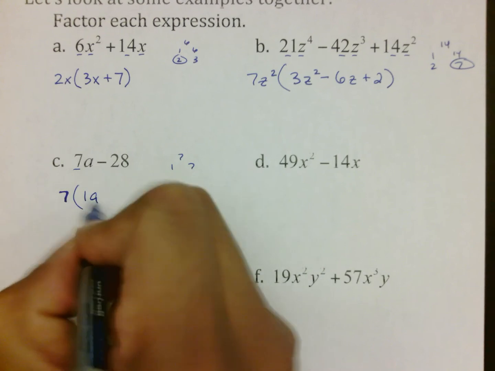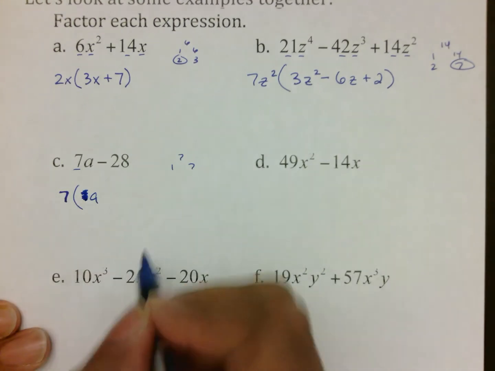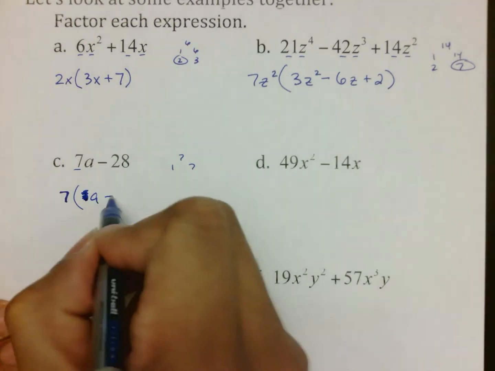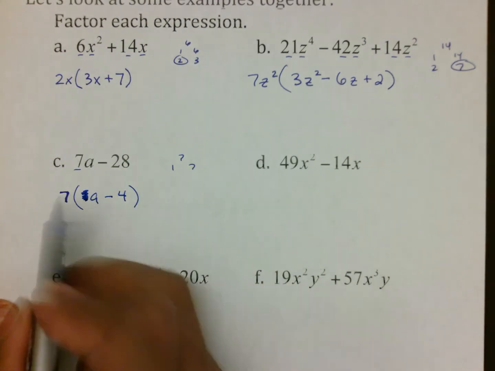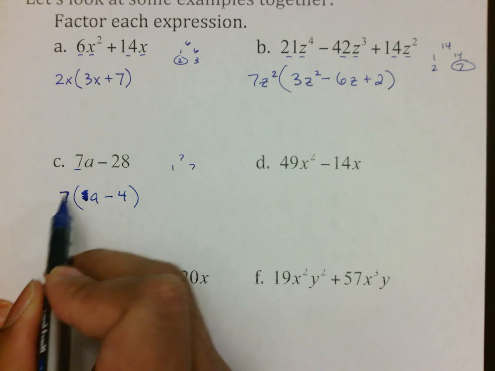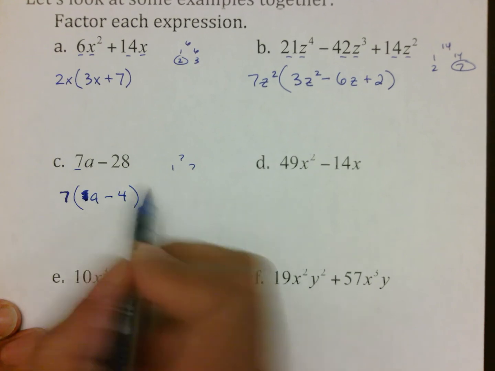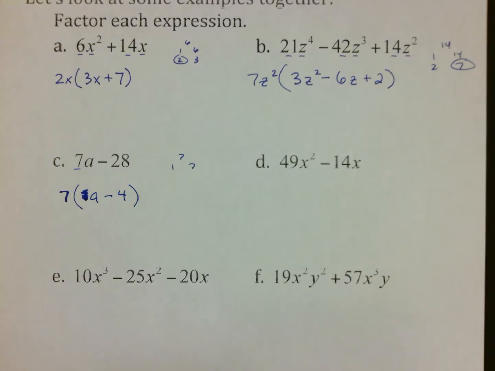A did not change, which means that we don't need that 1, so it's just a. Minus comes down. 28 divided by 7 is 4. Looking at this, 7 times a is 7a. 7 times 4 is 28. That is where you need to be careful. Okay.